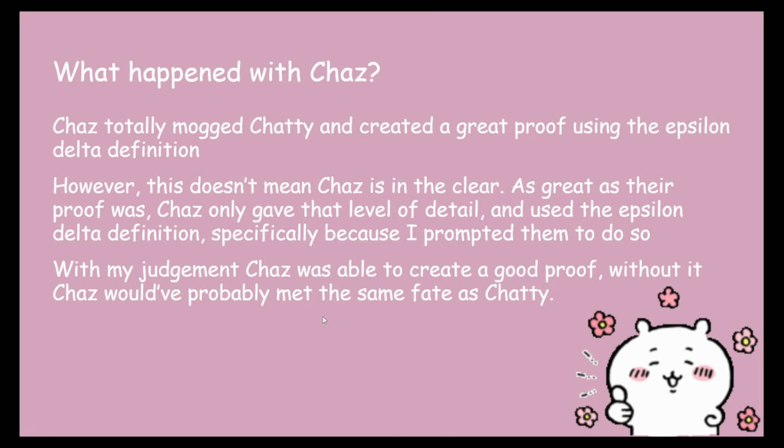Now, what happened with Chaz? Chaz totally mogged Chatty and created a great proof using the epsilon delta definition. However, this doesn't mean Chaz is in the clear. As great as their proof was, Chaz only gave that level of detail and used the epsilon delta definition specifically because I prompted them to do so. With my judgment, Chaz was able to create a good proof. Without it, Chaz would have probably met the same fate as Chatty.